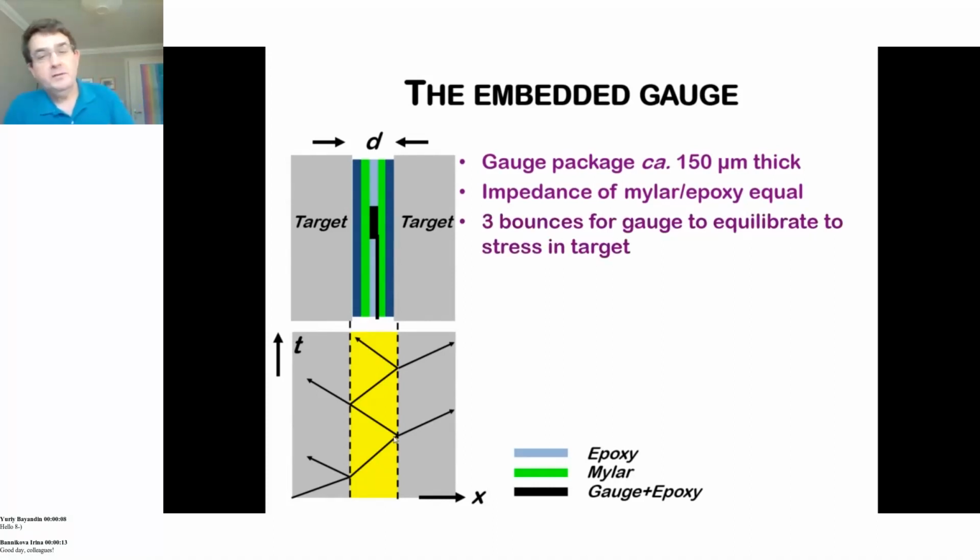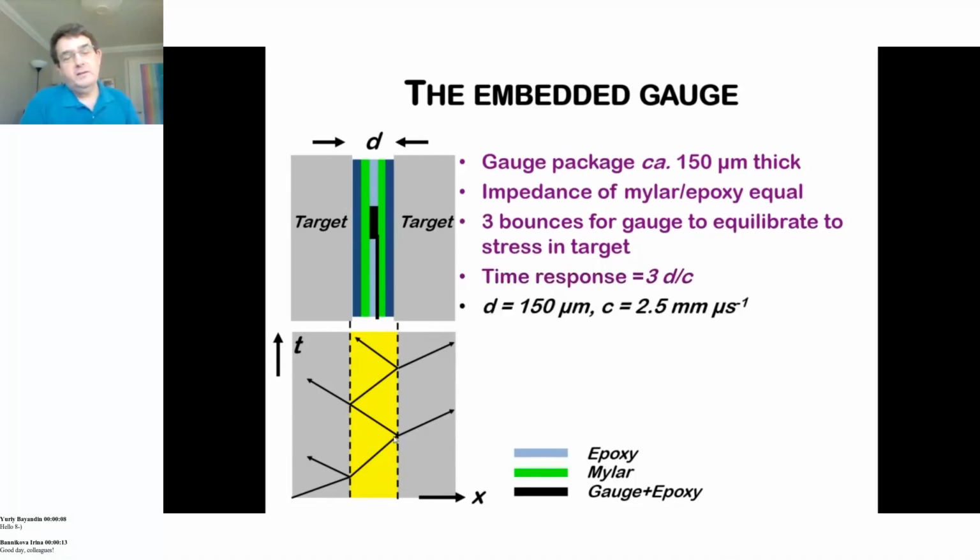So the time response is going to be 3 times the thickness divided by the wave speed, the shock speed, and we can do some educated guesses of the velocities we're talking about. So the distance is 150 microns. What is the shock speed within polymer? Well, about 2.5 millimeters per microsecond, 2.5 kilometers per second. So that's the kind of velocity we're talking about. And that means, doing that calculation, the response time is 180 nanoseconds. Okay, fantastic.